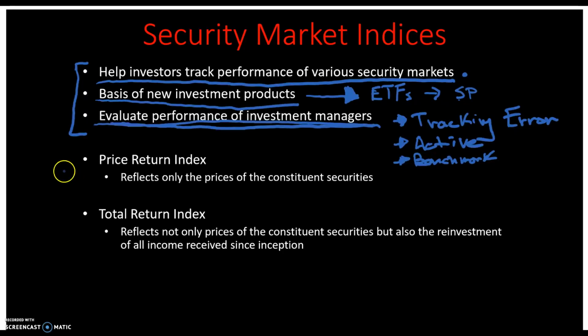The first two points I have on this slide are a price return index and a total return index. The biggest difference between these two is that a price return index only reflects the price of its securities within the index itself, which means that if we have securities within this price return index that may pay dividends, or some sort of interest, those dividend and interest payments are not going to be reflected in the price return index.